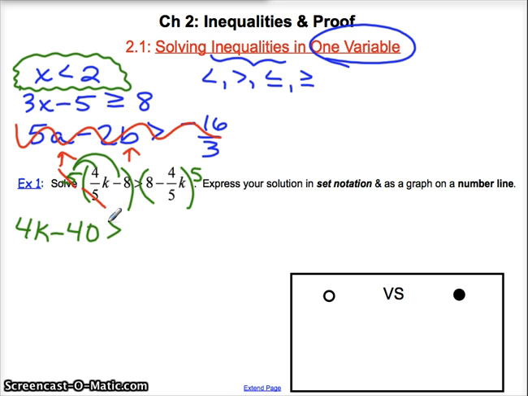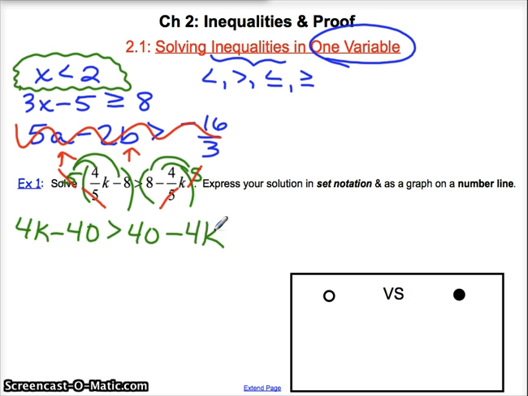I've got 4k minus 40. I'm going to keep the inequality the same. When I distribute this 5, I'm going to have 40 again, and my 5s cancel out, so negative 4k. Notice that is exactly why I multiplied by the denominator, because it should cancel out. I want it to cancel out so that I no longer have fractions, and the algebra is a little simpler.